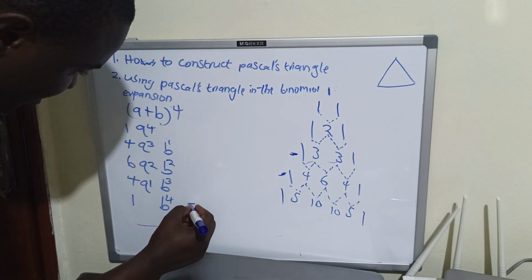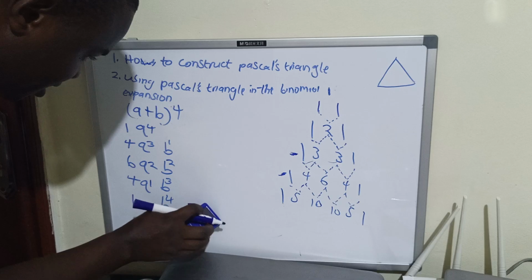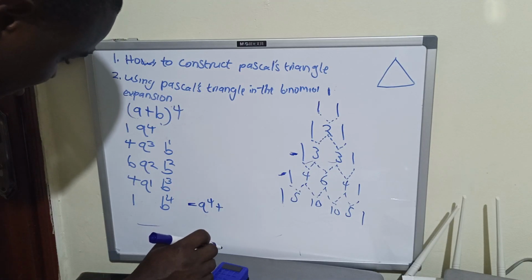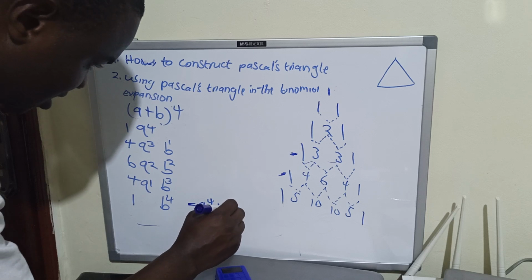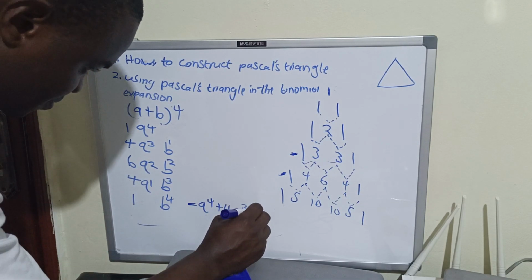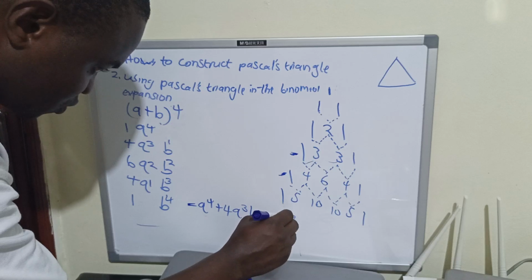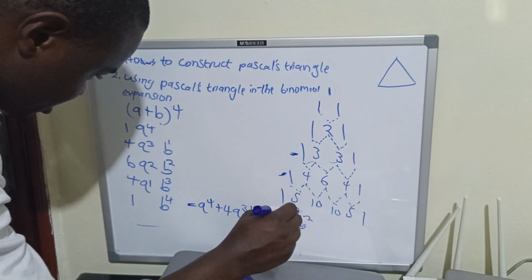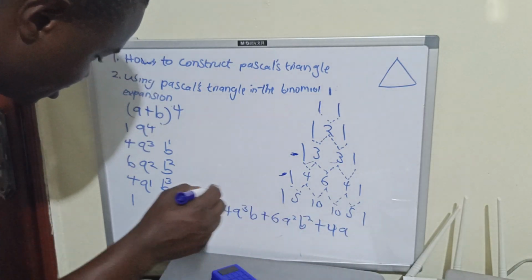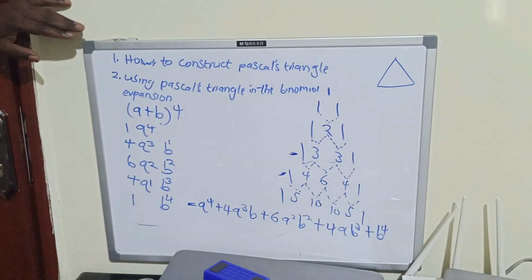Then we say our answer will be 1 times a raised to power 4, which is a to the power 4, plus 4a cubed b, plus 6a squared b squared, plus 4a, because raised to power 1, b cubed, plus b raised to power 4. That's our answer.